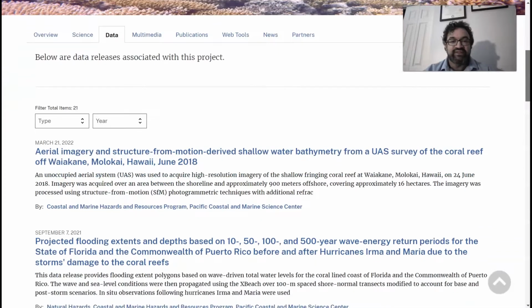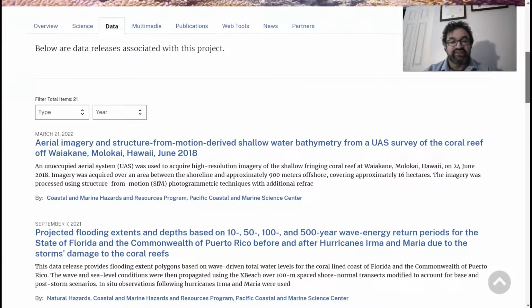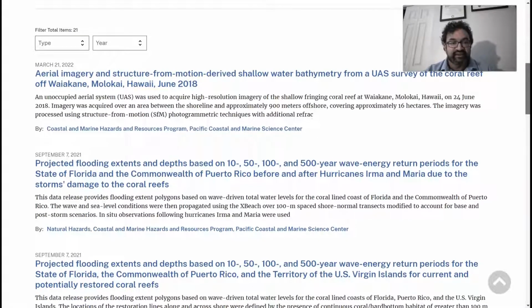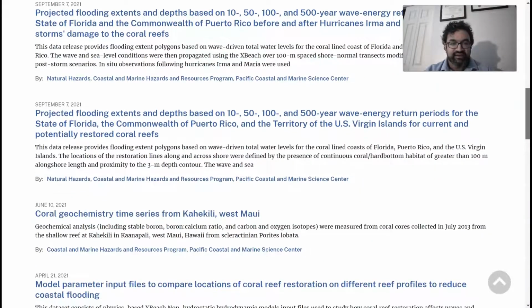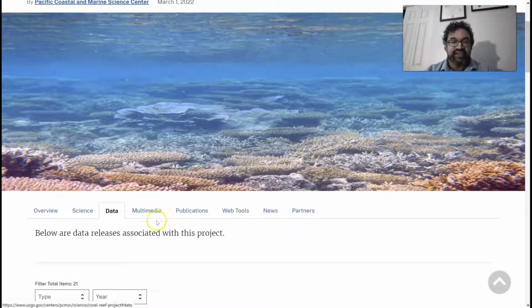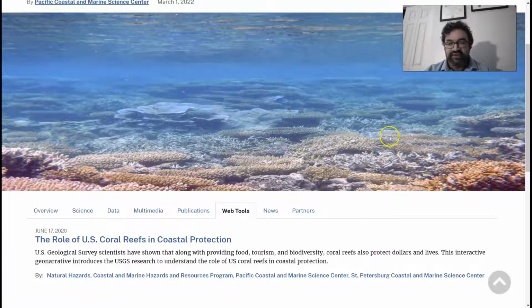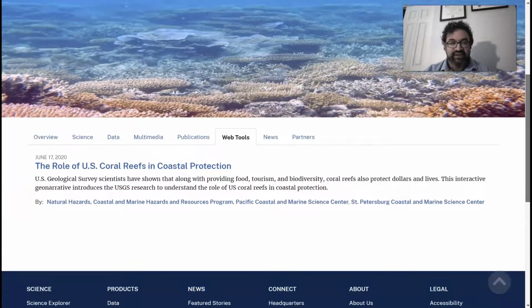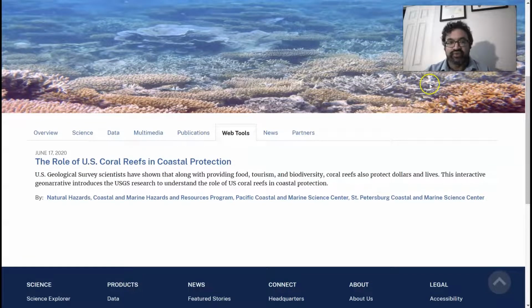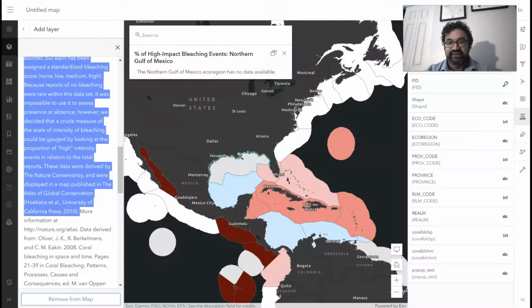And then there's good bathymetry. So these are some good remote sensing studies, and then also looking at flooding and the damage to coral reefs from flooding. So good data on that, and then you also have access to some web tools.